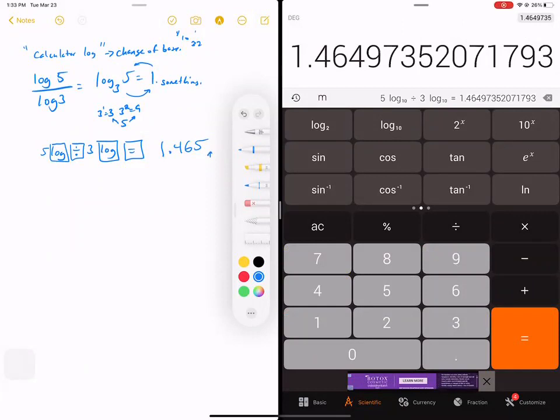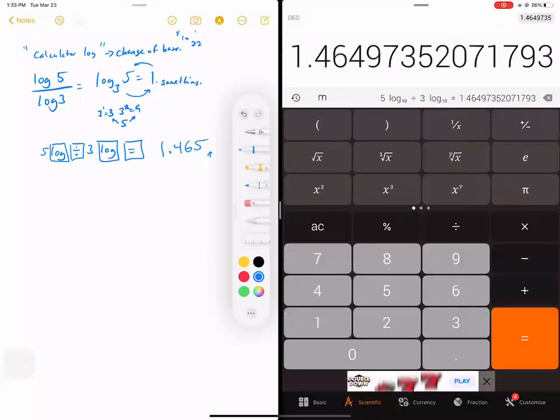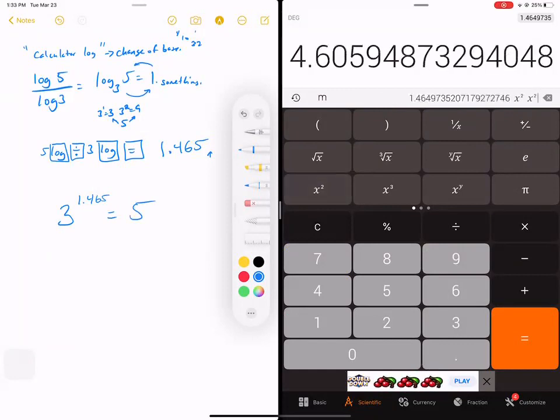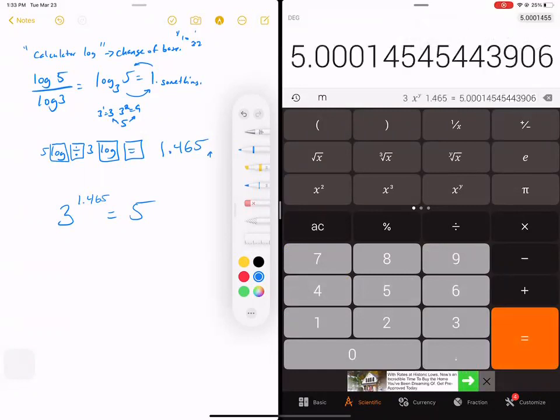Now if you look at your calculator, near that log you should also have an exponent button. In this case I have this x^y right here. You see the x^y? I'm going to try it. If I write 3 to the 1.465 exponent, would that give me 5? 3 x^y 1.465, we get approximately 5, don't we?